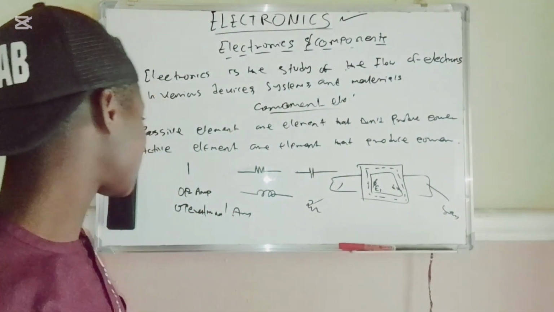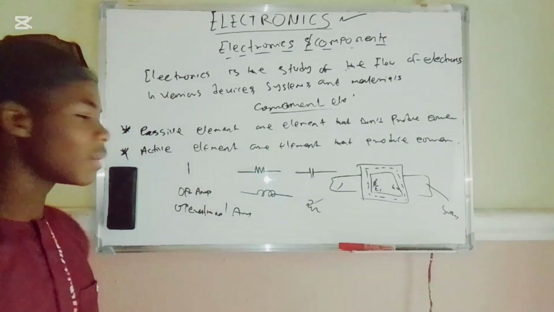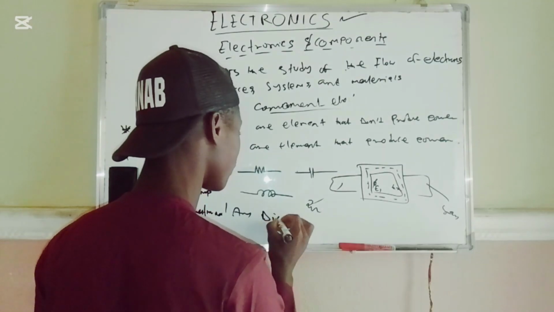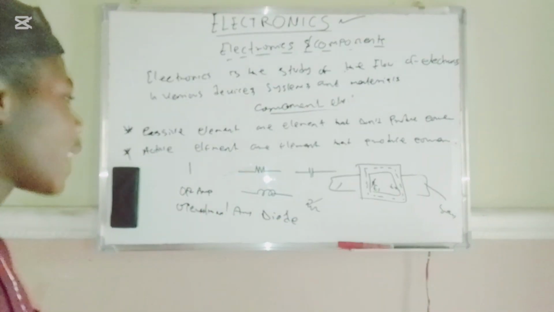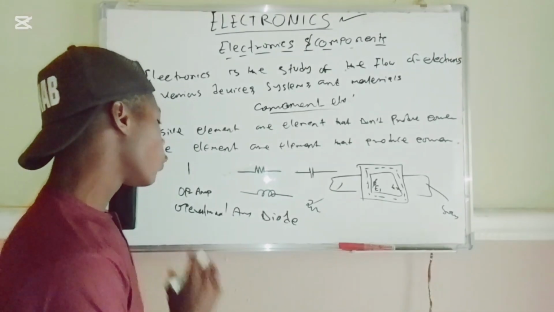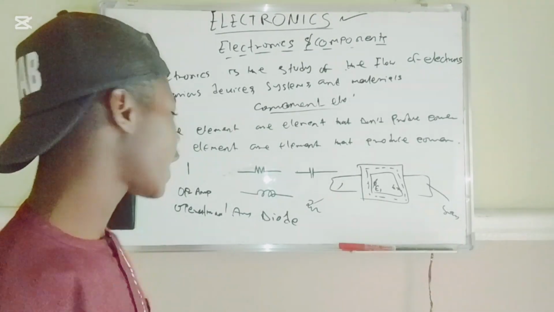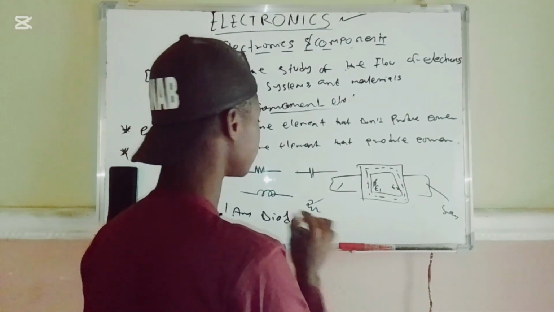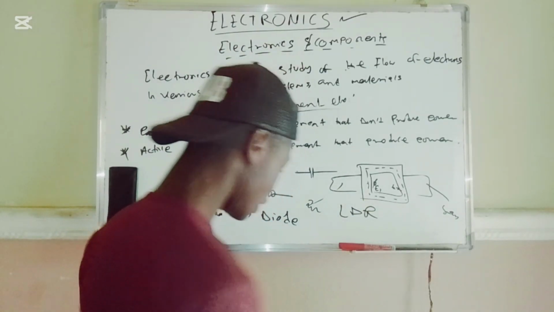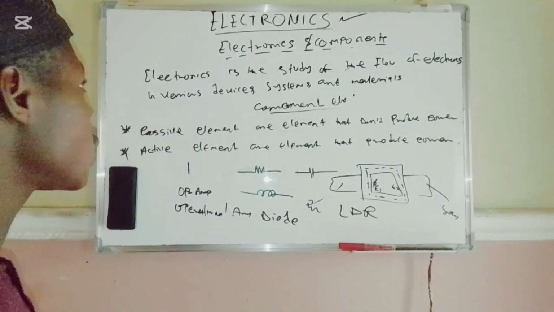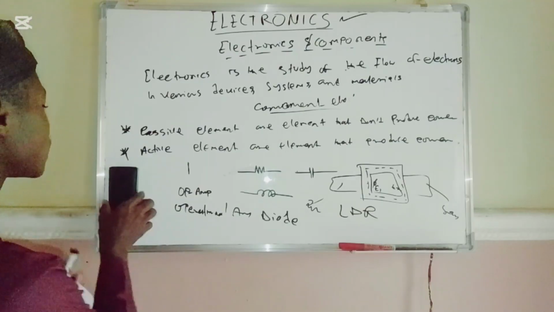The next example of an active element is the diode. We are going to talk about the diode also in this video. Without wasting time, as the third example under the active elements, we have the LDR. So this is all for electronics and components.